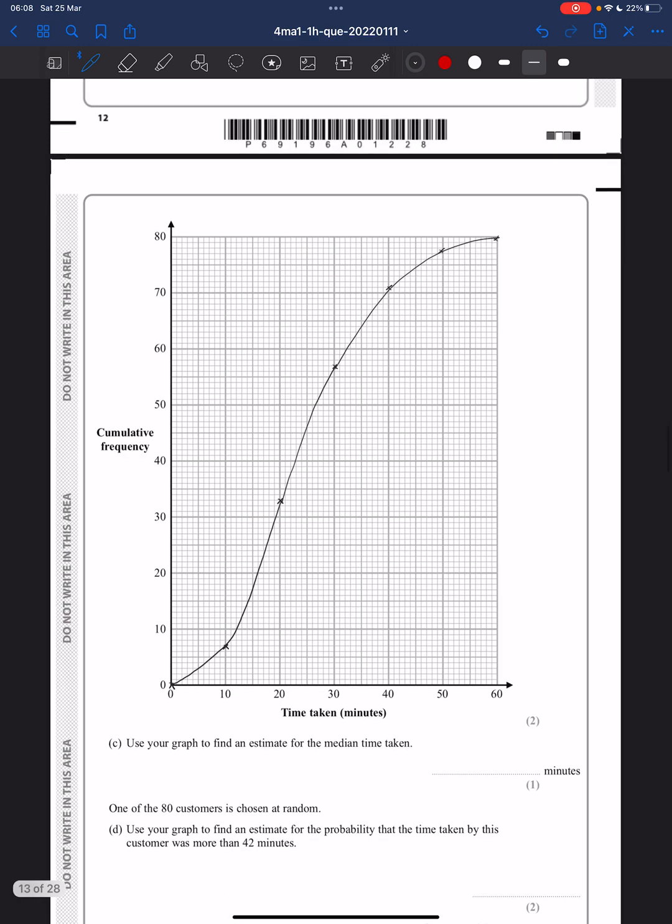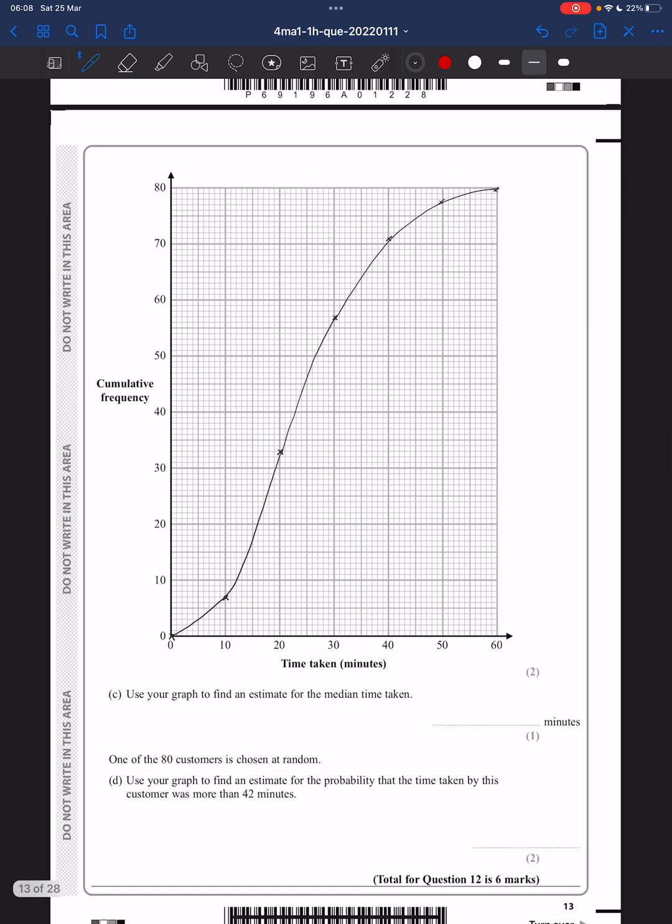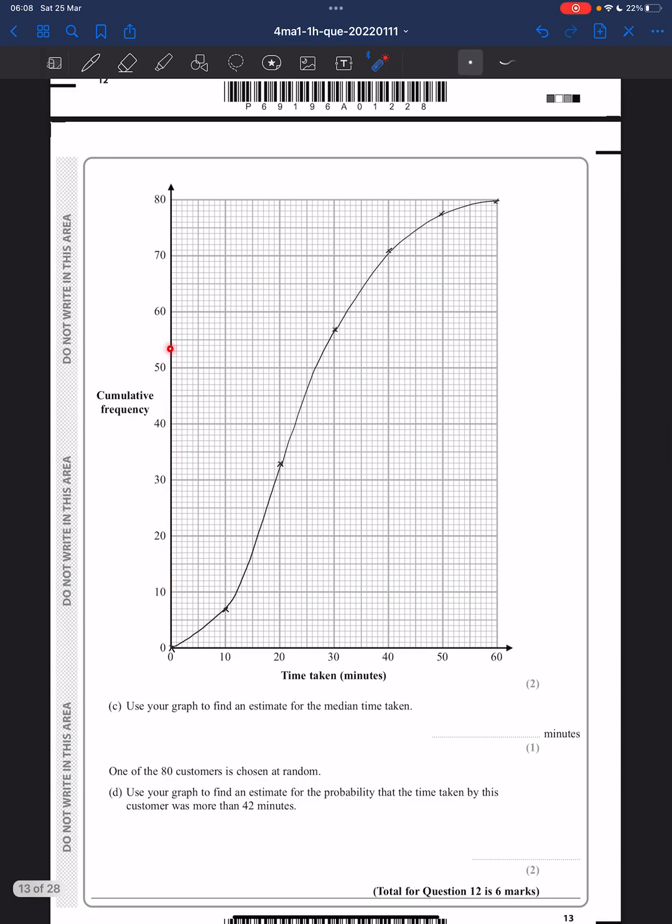Like so. Find an estimate for the median time. So for the median, you go halfway up this axis here, which is 40. It's only an estimate because it depends how you draw this line, but mine's going to be down there. Use a ruler, but I'm doing it freehand. Okay, and that is 23 minutes.